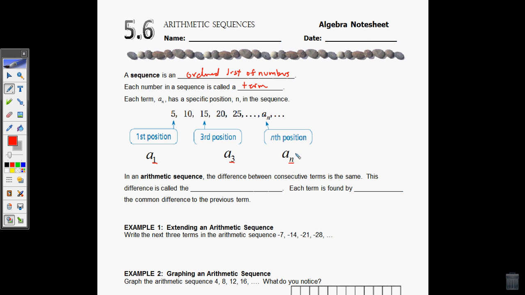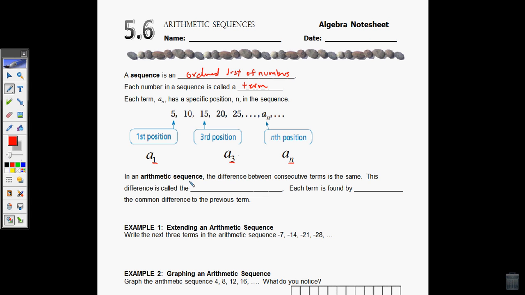Okay, so when I say a sub n, that means that I'm talking about the whole sequence, or a number in there that I don't know yet. It's an unknown, just kind of like an x. But when I say a sub 1, I'm talking about the first term. When I say a sub 3, I'm talking about the third term. A sub 27, I'm talking about the 27th term.